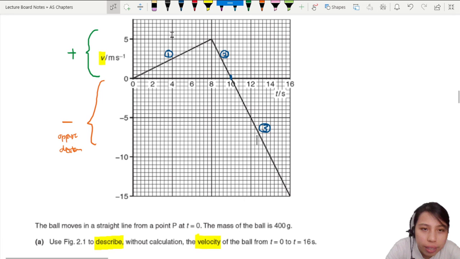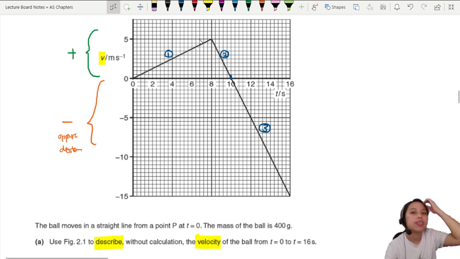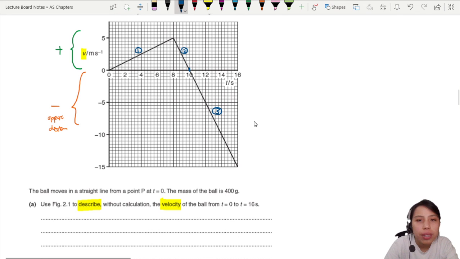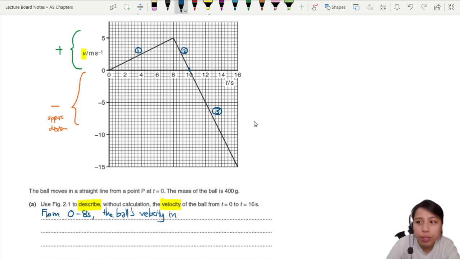Okay, how to describe stage 1? Increase, right? From 0, go up to 5, at a constant rate. So stage 1. We have to say the time, we cannot say stage 1, we say the time. So from 0 to 8 seconds, the ball has an increasing velocity. Or you can say the ball's velocity increases at a constant rate. That is number 1. I'm going to put a little marker here.